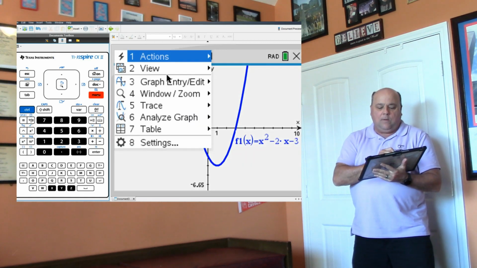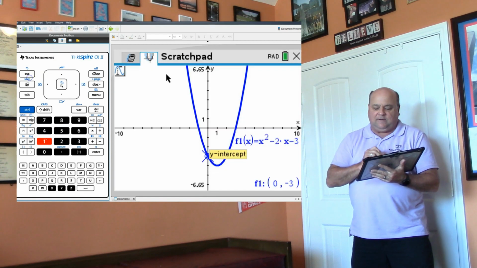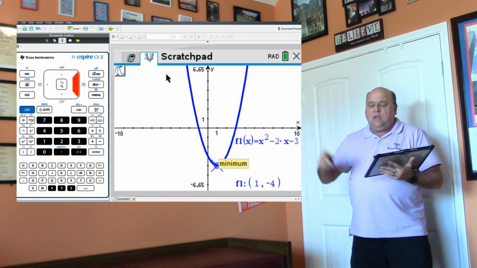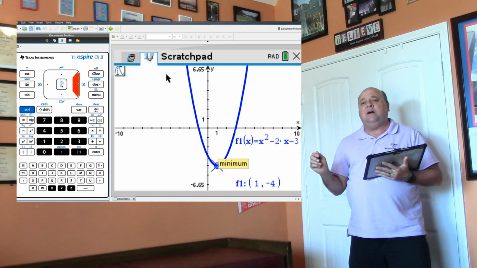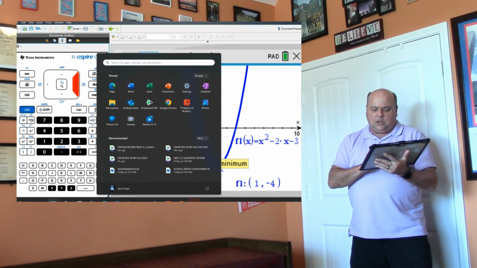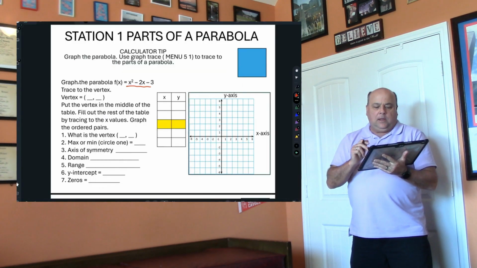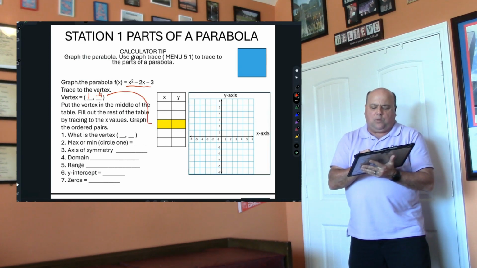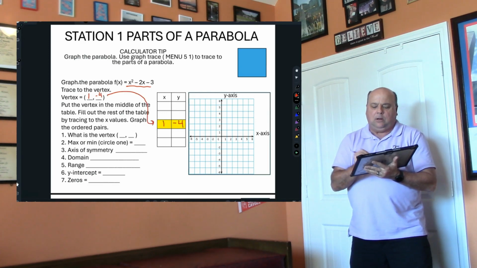So I'm going to do menu, I'm going to trace, and I'm going to grab trace, and I'm going to hit the right arrow button until it says minimum. The minimum means it's the smallest y value you could get, and it's 1, negative 4. So I'm going to go to my paper, and I've traced to the vertex. It's 1, negative 4. That point goes right in the middle.